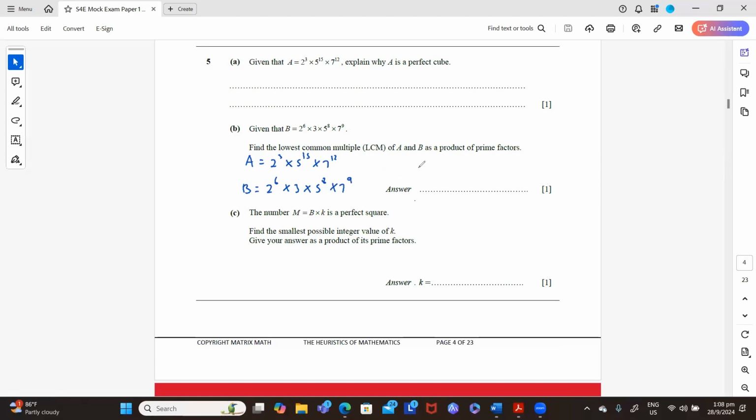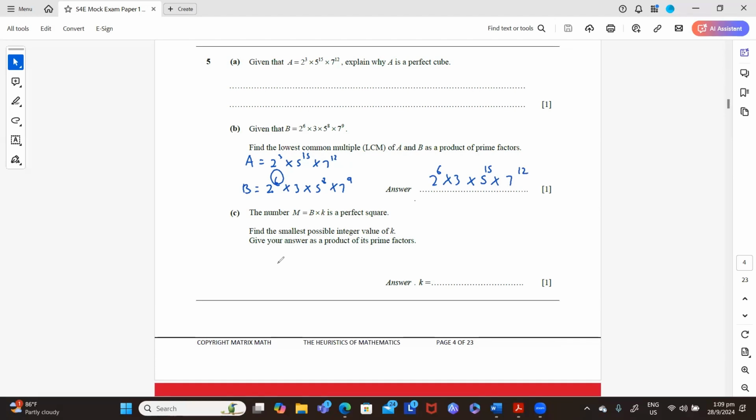So if you want to find the lowest common multiple, you simply write all the prime factors: 2 times 3 times 5 times 7. After you observe, since it's the lowest common multiple, you choose the highest power from each prime factor. So between 2 to the power 3 and 2 to the power 6, select 6. 3, there's no competition, so just leave it alone. So it's definitely 5 to the power 15. And lastly, 7 to the power of 12. So that's your answer.